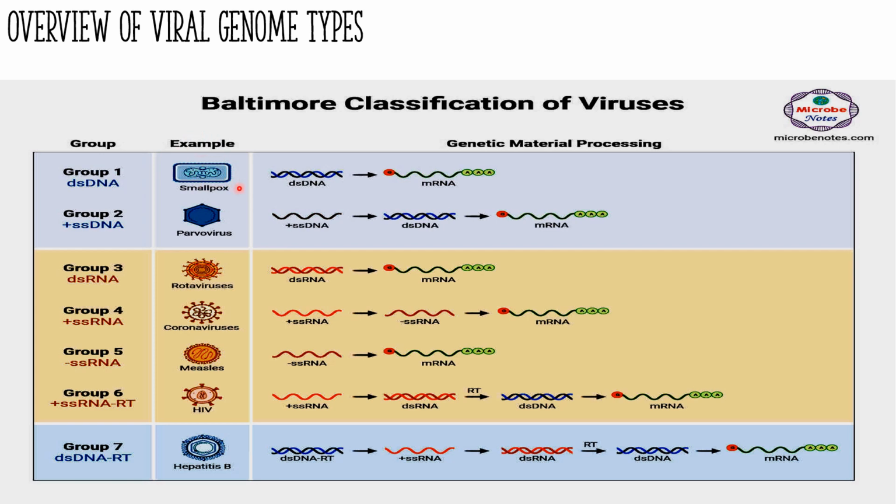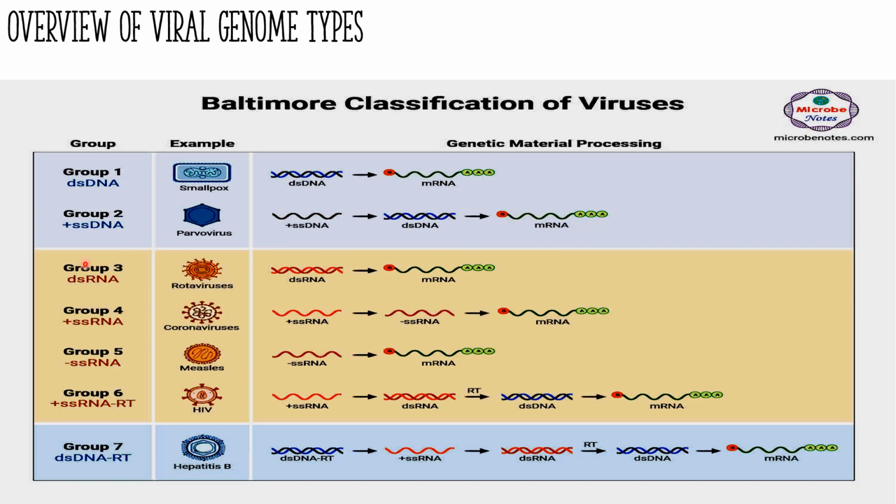The mRNA is produced by transcription in much the same way as with cellular DNA. Group 2 viruses have single-stranded DNA as their genetic material. An example for this group includes the parvovirus. They convert their single-stranded genomes into a double-stranded DNA intermediate before transcription to mRNA can occur.